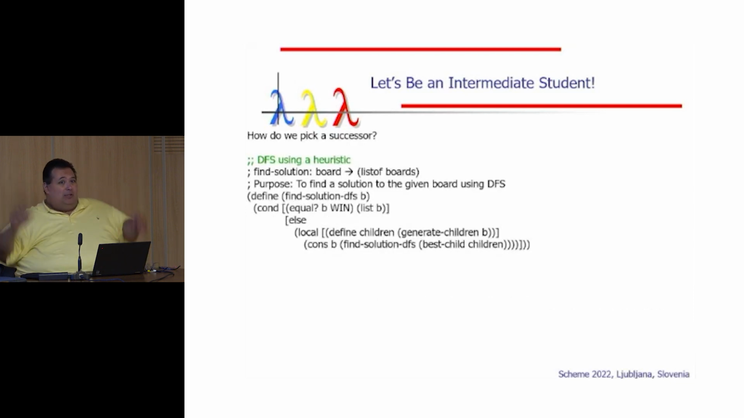So we do generative recursion and we say, okay, well, look, we can do depth first search to do this, right? So what do we do? We generate the children, right? The successors of the board that we get as input.